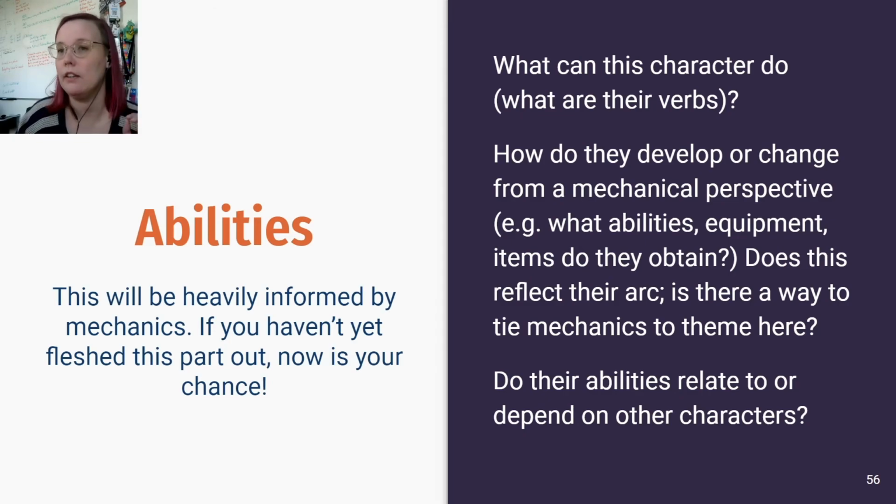So what abilities, equipment, items, skill trees, stuff do they obtain? Does this reflect their arc, or is there any way to tie the mechanics of how they progress as a mechanical feature of the game to how they progress in a narrative way? And do their abilities relate to or depend on other characters? So do you have combos? Is there stuff that's suppressed in the presence of an enemy and that sort of thing?